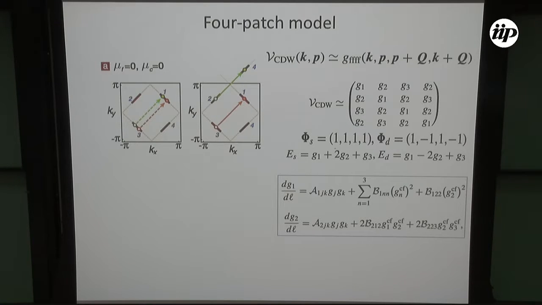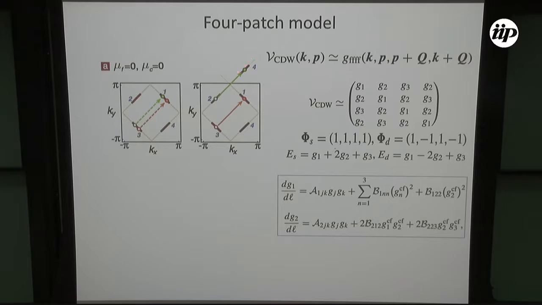Can we get some analytical understanding? It turns out that there is a very simple explanation. Let's go back to why there is a charge density wave to start with. We can understand this problem by using this very minimal four-patch model. Going back again to a single species, when I look at the charge density wave channel, if I only have these four patches, 1, 2, 3, 4, then I only have a few of these processes. I'm calling this G1, this G2, and G3 is like G1, but the green arrow goes this way and the orange arrow goes backward. These are the only possible ways.